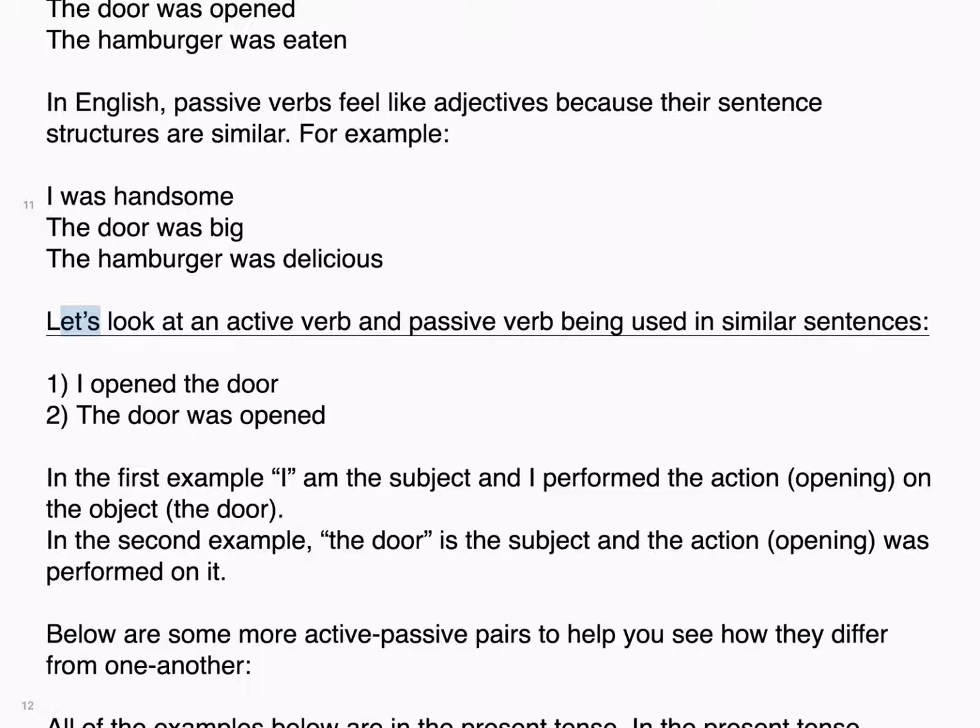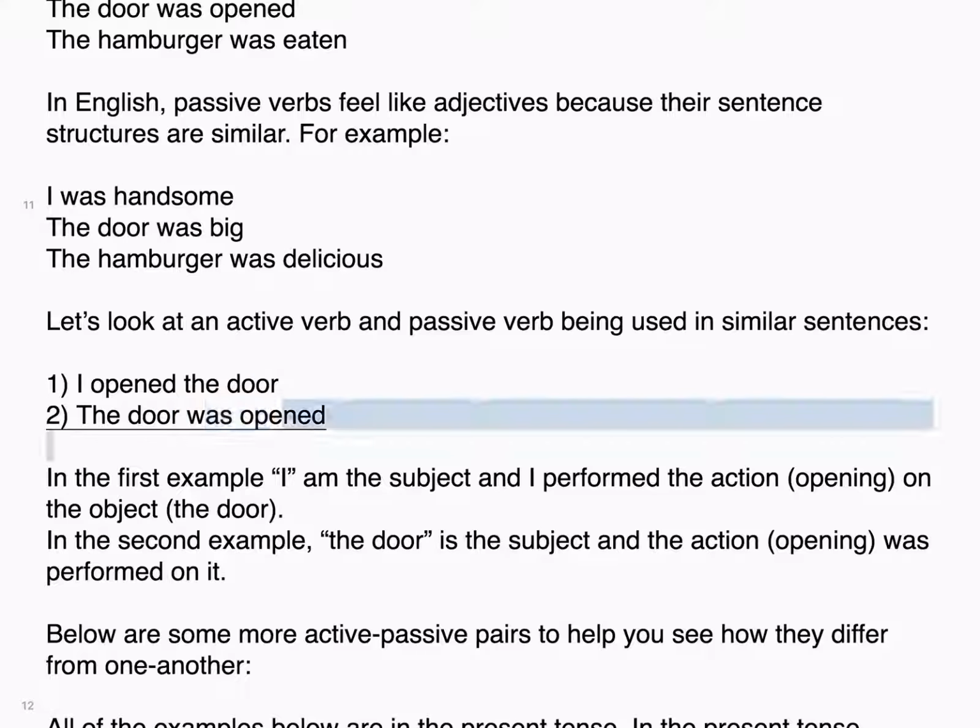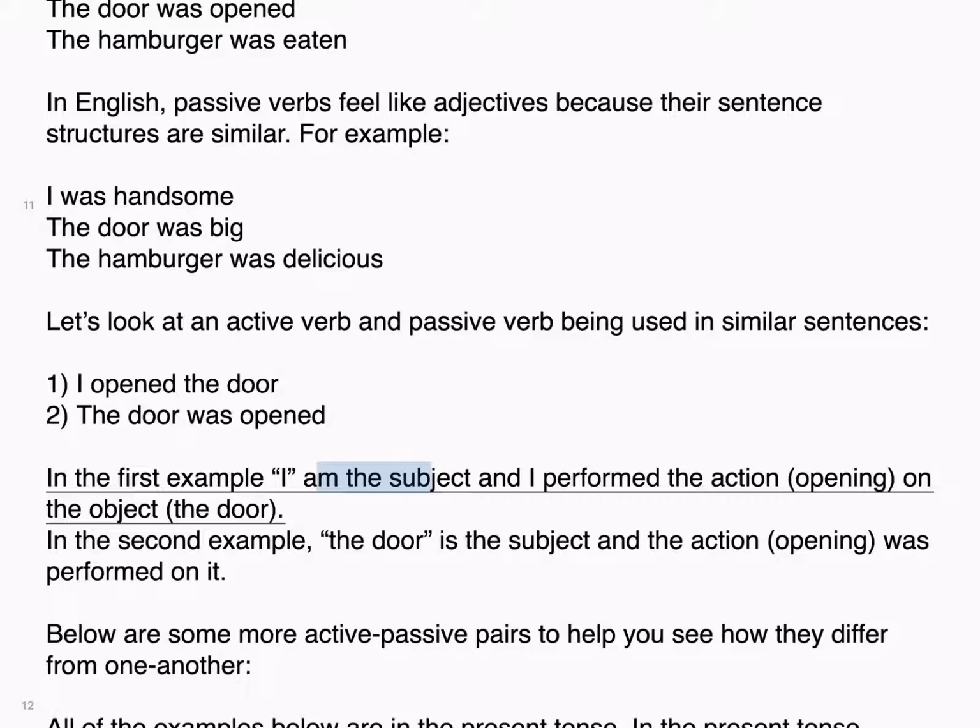Let's look at an active verb and a passive verb being used in similar sentences. 1. I opened the door. 2. The door was opened. In the first example, I am the subject and I perform the action, opening, on the object, the door. In the second example, the door is the subject and the action, opening, was performed on it. Below are some more active and passive pairs to help you see how they differ from one another.